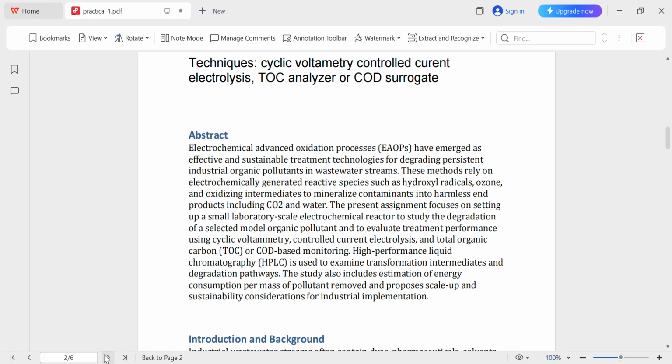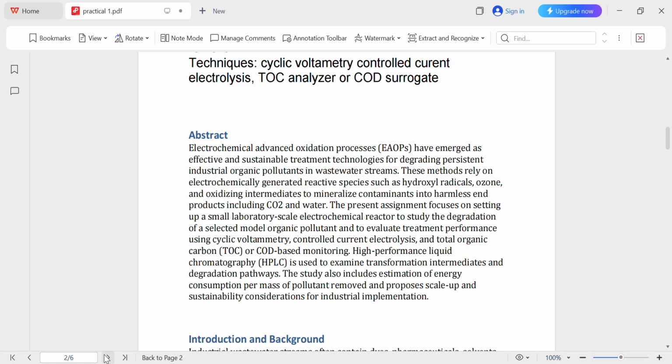Cyclic voltammetry to study how the chemical reacts, and controlled current electrolysis to remove the pollutant using electricity. TOC and COD tests to measure how much pollutant is removed. Next, high-performance liquid chromatography is used to examine the transformation intermediates and degradation pathways. HPLC is a lab tool used to check what new chemicals are formed during the cleaning process. This helps us understand step by step how the pollutant breaks down.